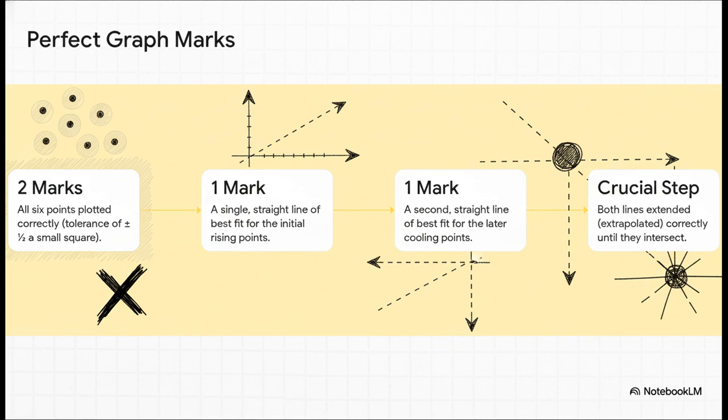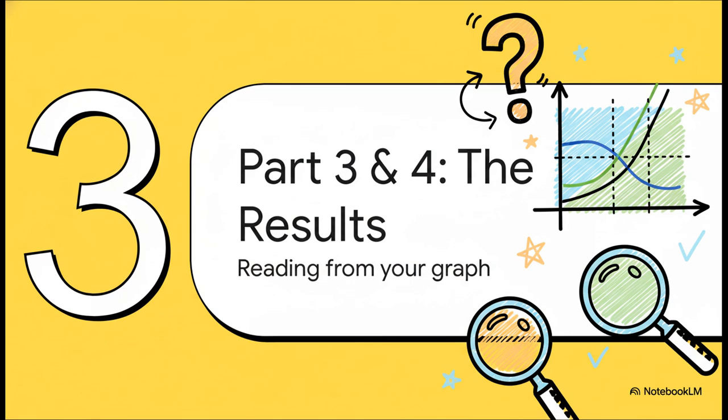That's just a fancy word for extending your lines past the data points until they cross each other. That intersection point is absolutely vital for what's coming next. So you've drawn this beautiful, perfect graph. Now what? What was the whole point of all that work? Well, it was to let you find the answers for the next 2 questions with real accuracy. Let's see how that brilliant graph gives us the results we need.